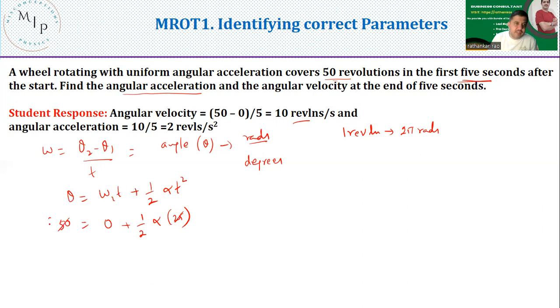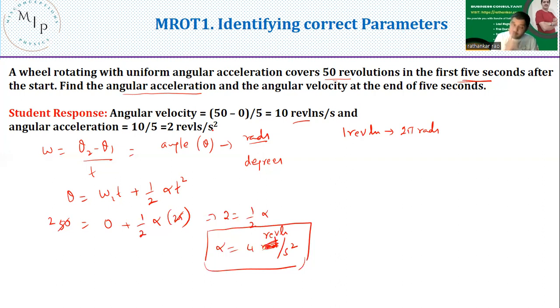25 ones are 25, twos are... Now what do I have here? I have 2 is equal to half into alpha, and alpha should be equal to 4 radian per second. So 4, not radian, 4 revolution per second square. This is the value of the angular acceleration. Okay, this method is incorrect.